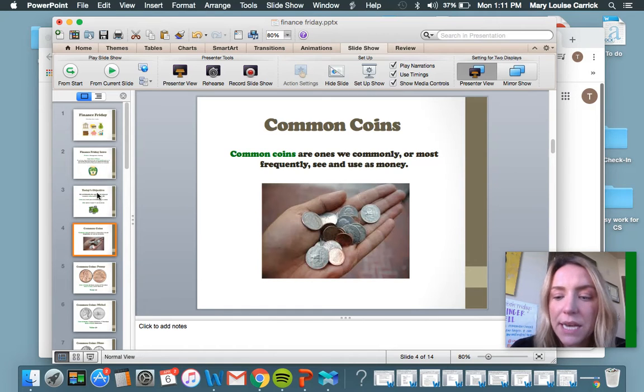And so first we're going to take a look at some common coins. And when I'm talking about common coins, I'm just talking about the coins that we see most frequently. It's the ones we see and use as money most often.